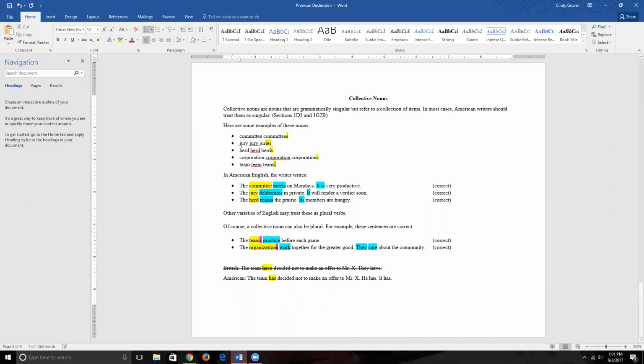Now, obviously, when we're talking about 2 teams, whether we're in Britain or the United States, we're going to say the teams have decided not to make an offer. Because now there's no conflict. The word grammatically is plural and the meaning is plural, so of course you're going to use have. That's obvious. And the same would be for all these others. The committees have decided. The herds have grazed on the hay. The corporations have merged. The teams have played.